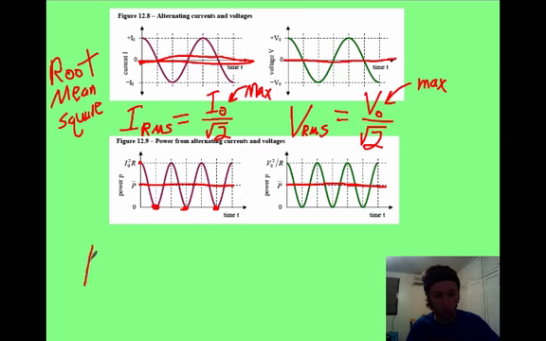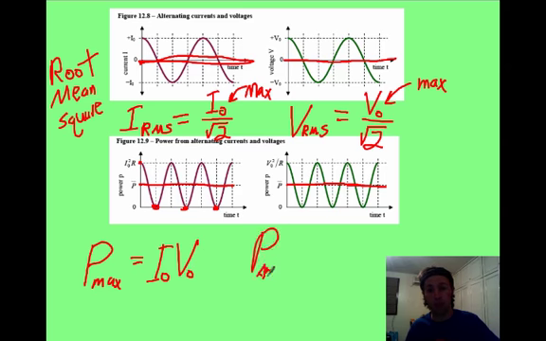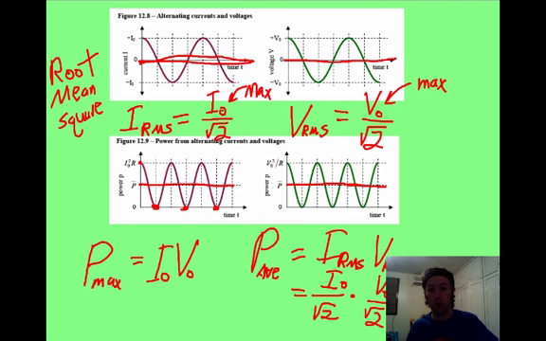Now, your power max would be I0 times V0. But your power average has to use those root mean square values. So it's going to be your root mean square current times your voltage root mean square, which is going to be that crazy thing over the square root of 2 for each one. And what that turns out to be is just I max times V max divided by 2. That is our P average.